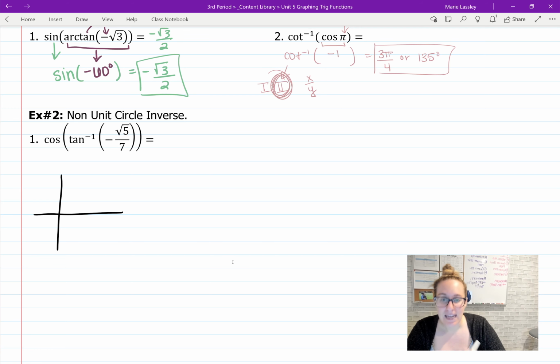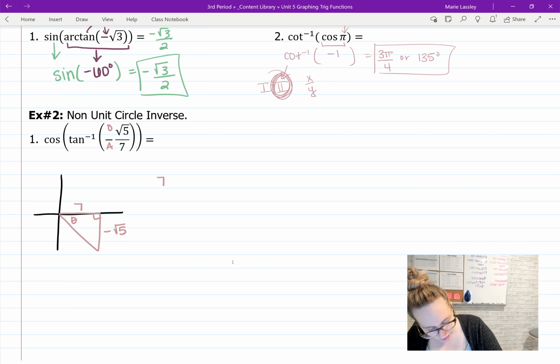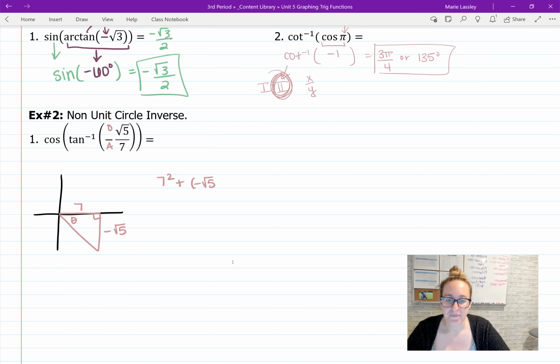This is a negative value, which tells me that I am in quadrant 4. So here's my 4th quadrant triangle. All right, and tangent, which is opposite over adjacent. So opposite is negative square root of 5 and adjacent is positive 7. So now I need to do the Pythagorean theorem to figure out what the length of my hypotenuse is. So I have 7 squared plus negative root 5 squared equals my hypotenuse squared. All right, so that's 49 plus 5.